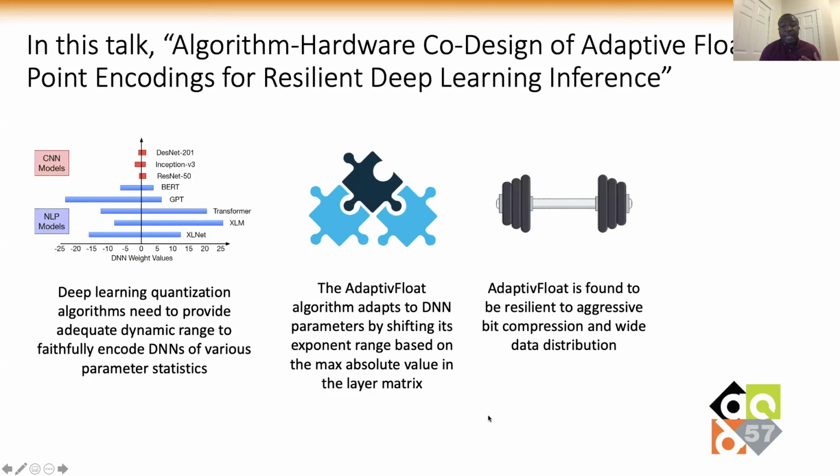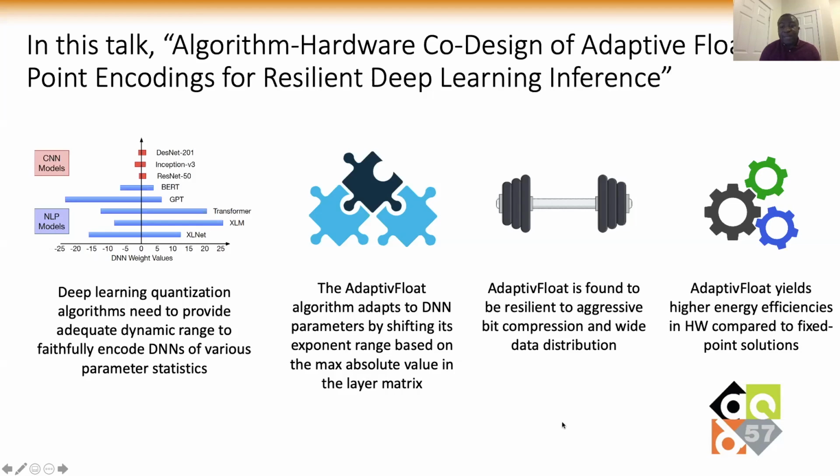When compared against other prominent deep learning data types, adaptive float is found to be more resilient to bit width compression across models exhibiting narrow to wide parameter distributions. Finally, when adapted on processing element hardware, adaptive float is found to yield higher energy efficiencies compared to fixed point solutions. So altogether, the adaptive float algorithm-hardware co-design framework offers a tangible accuracy and energy advantage over fixed point solutions.